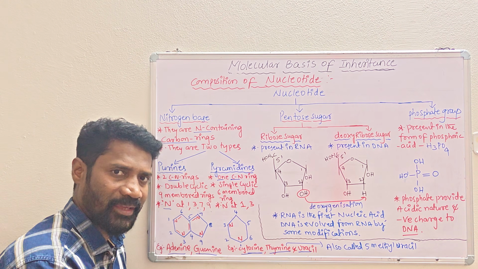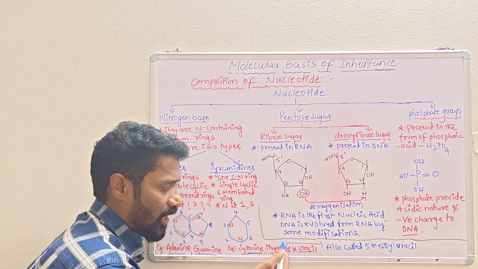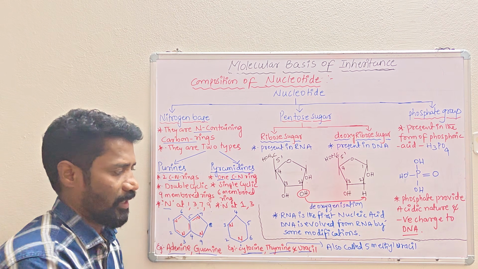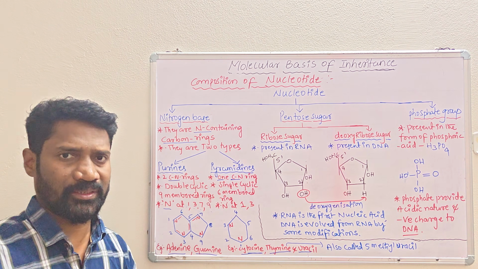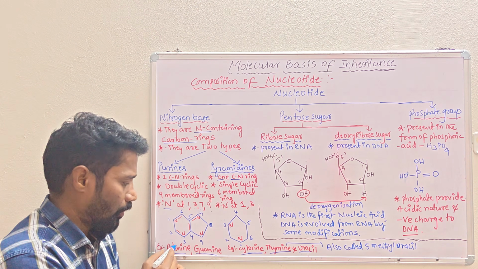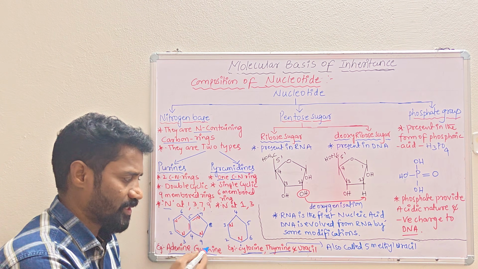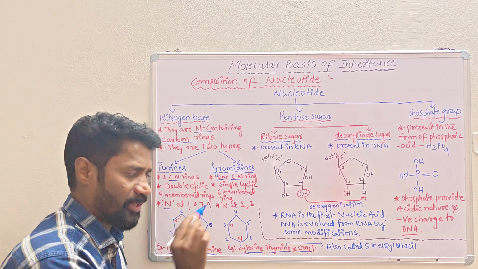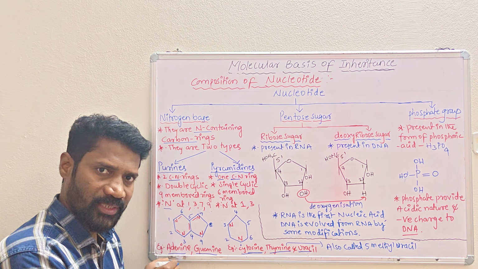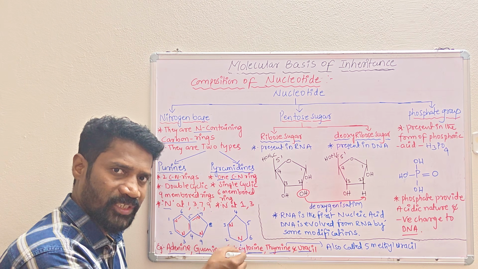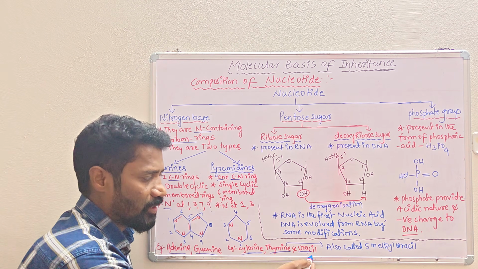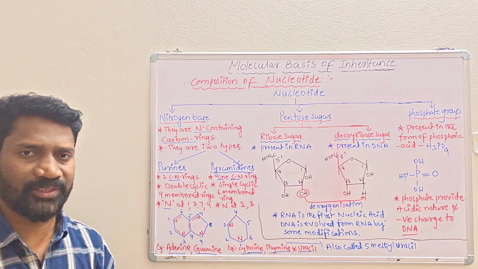But in RNA, instead of thymine, uracil is present as a pyrimidine. About this bonding, we will discuss in the next topic. Just remember, in the case of DNA, adenine, guanine, cytosine and thymine are present. But in the case of RNA, adenine, guanine and cytosine are present, but thymine is not present. In place of thymine, which one is present? Uracil is present. That is the difference.